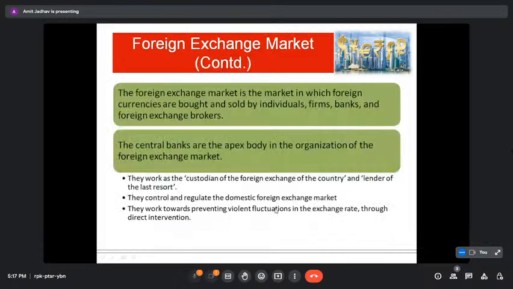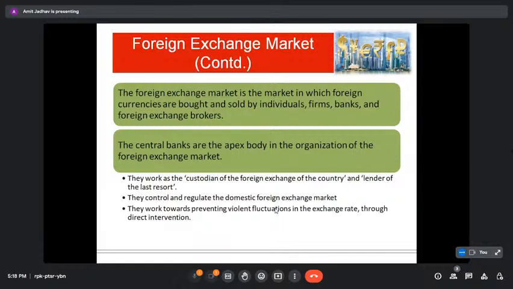So basically, the foreign exchange market is the market in which foreign currencies are bought and sold by individuals, firms, banks, and foreign exchange brokers. The central bank is the apex body, and this organization regulates the foreign exchange market. They work as custodians.